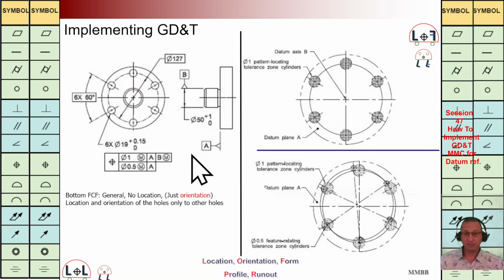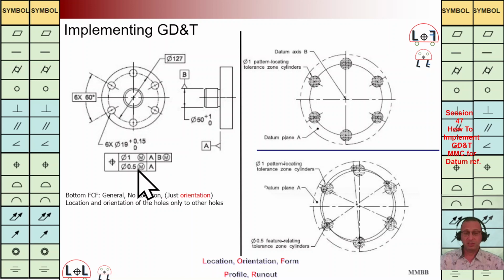Where are A and B? A is located here, this plane, as we can see. I'm going to show it by mouse, and B is this axis. Okay, now we have composite positioning control. At the bottom, we are going to take care of the orientation of the holes with respect to each other. Mainly, let's say orientation. At the top, we have A and B.